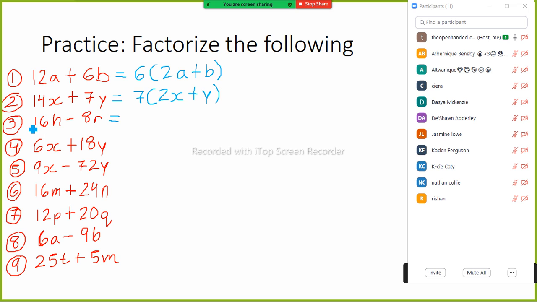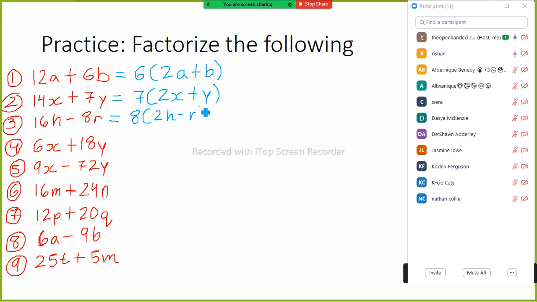Next up is Rashan. How did you do number 3? 8, bracket, 2H take away R. Take away R. Oh, sorry. Yes, so.